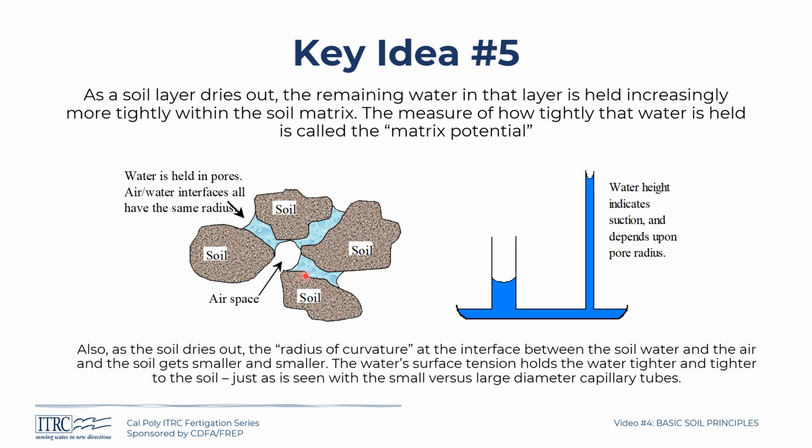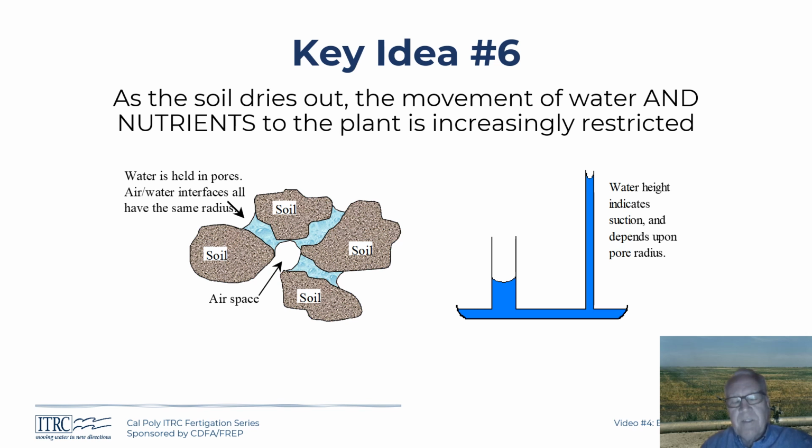So the result is the nutrients are in this water, the remaining water in these small pores. See, these have drained out, or they've been emptied out. The nutrients are in here, and as the soil gets drier and drier, it just isn't moving very freely over to the plant roots. So just a continuation of that idea: as the soil dries out, the movement of the water and nutrients is increasingly restricted as the soil dries out too much.